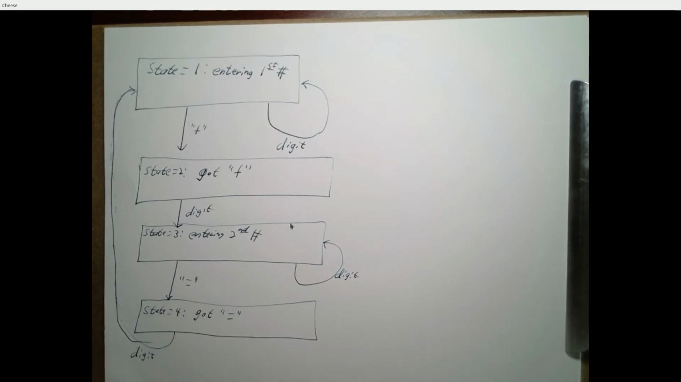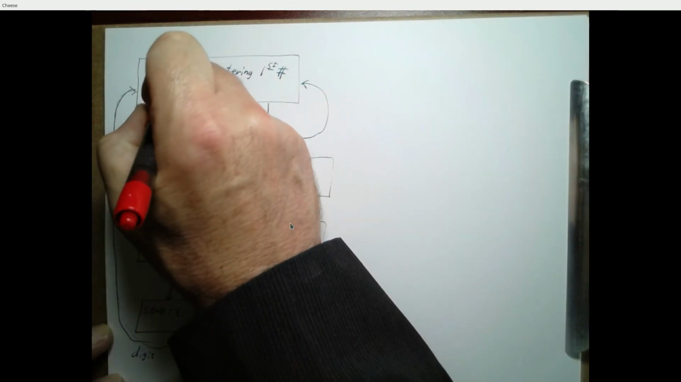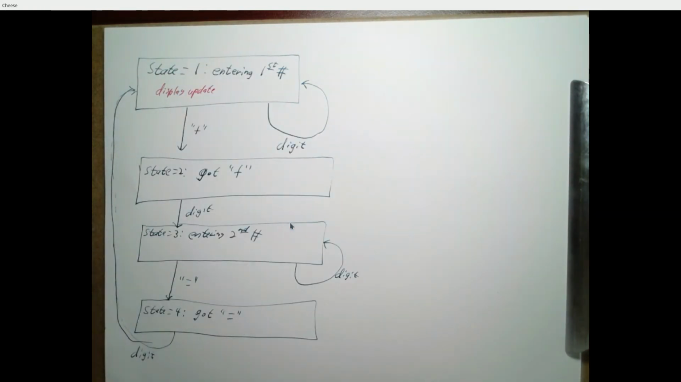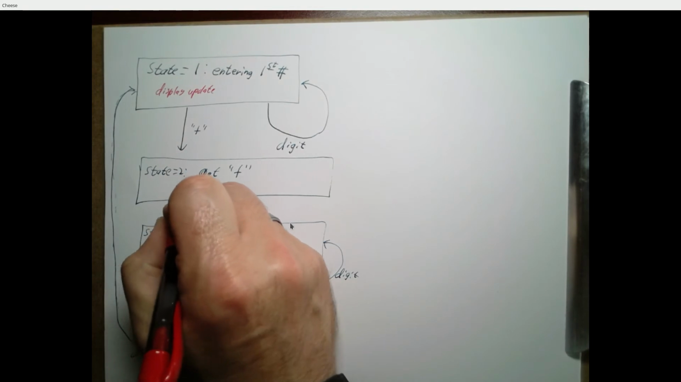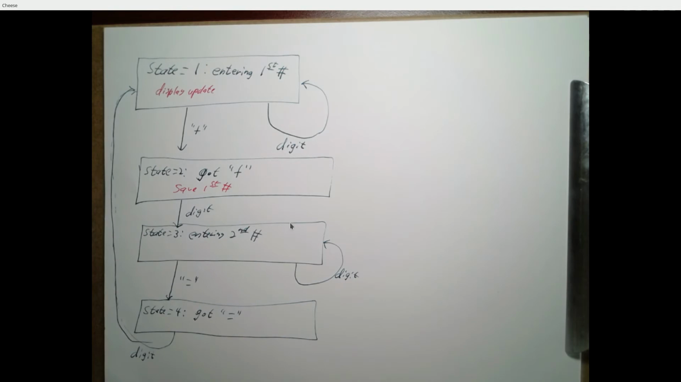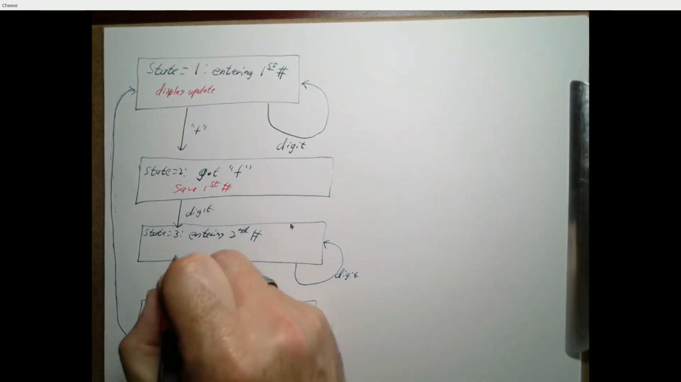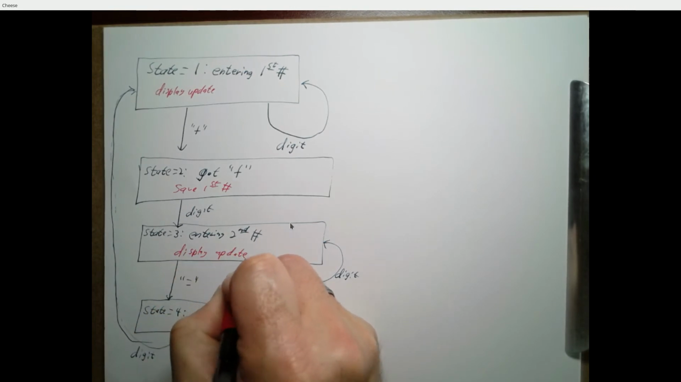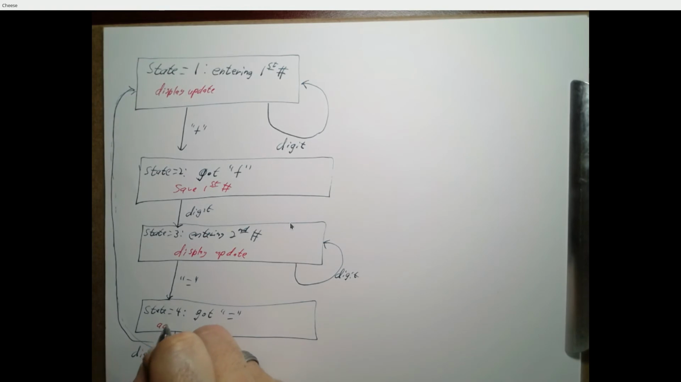And there's other things we have to do along the way, right? So while they're entering the first number, we have to do some sort of display update. Shift things over, tack it on to the right. And when they hit the plus sign, we want to save that first number so that we can add it later. When they're entering the second number, we're doing a display update. And when they hit equal, we want to add and then do a display update.